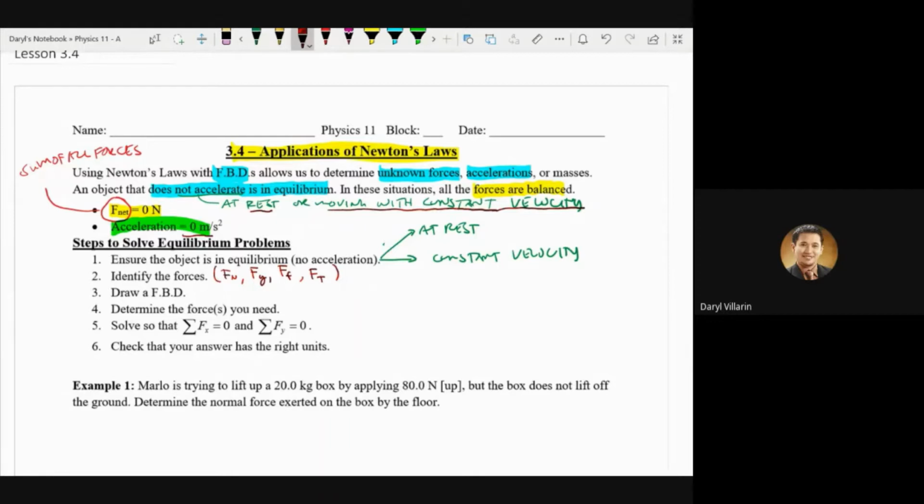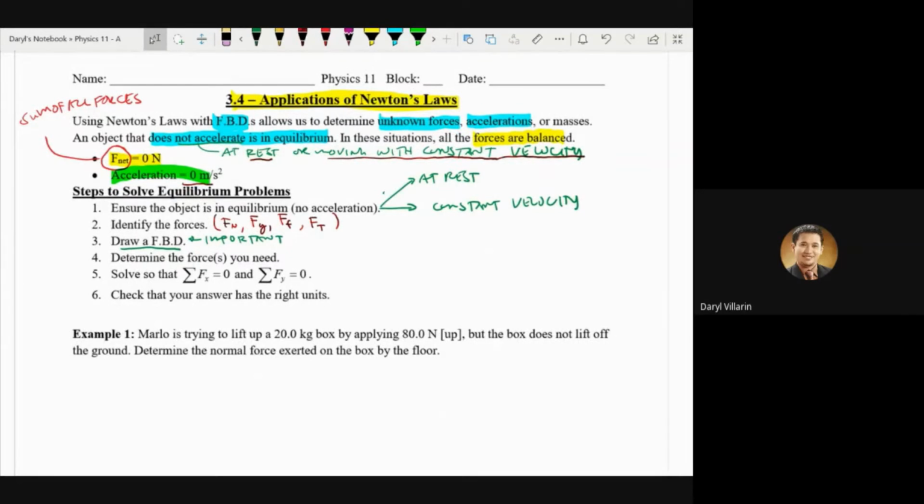Again, in a particular question, they will not tell you that this is the normal force, this is the weight, this is the friction, and this is the tension. So it's up to you to identify these particular forces. And you need to draw, this is very important, the free body diagram. So make sure that you know how to draw a free body diagram. Okay, and of course you determine the forces you need.